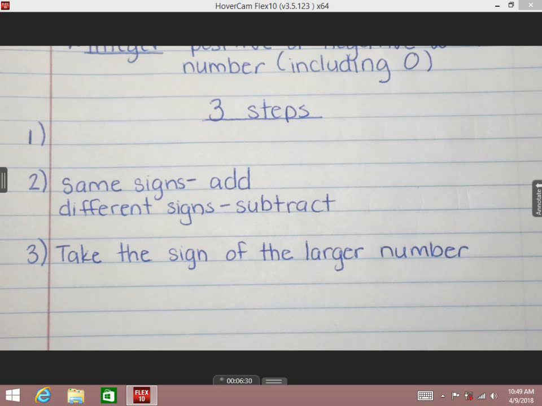I say same sign, you say add. Same sign. Add. I say different, you say subtract. Different. Subtract. Yay.